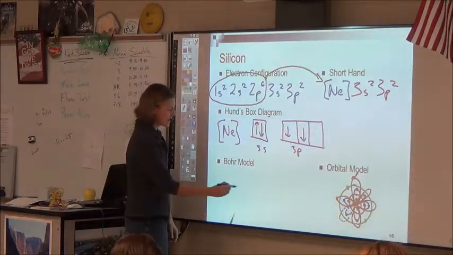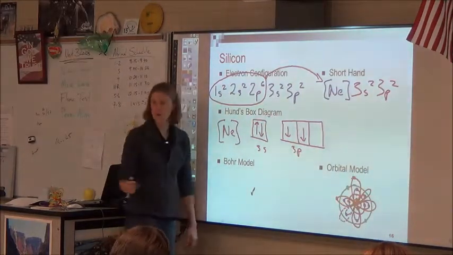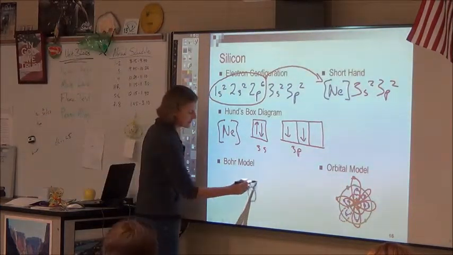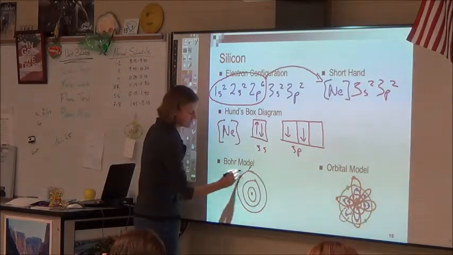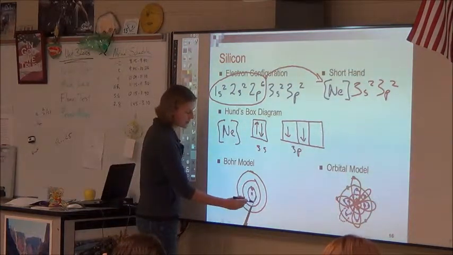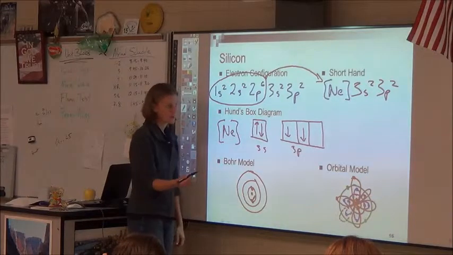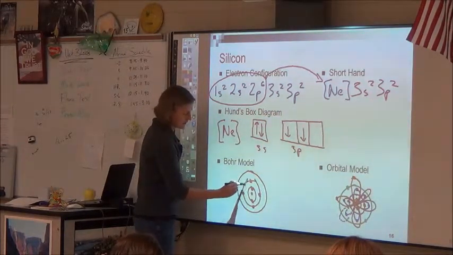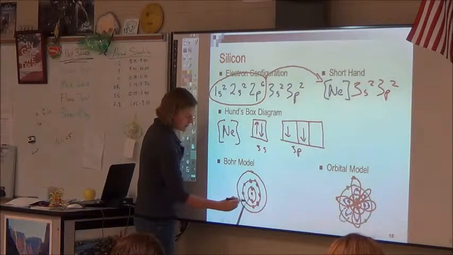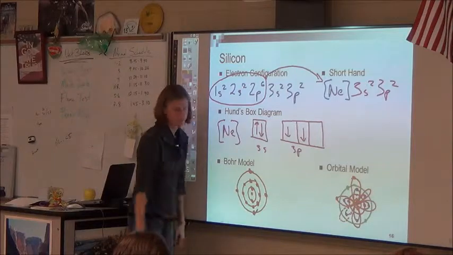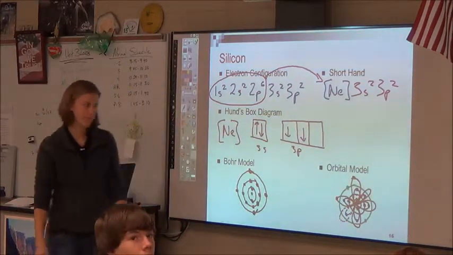All right, as a Bohr model, silicon was in row 3, so how many energy levels? 3, it is still 3 energy levels. How many on the first ring? 2. We had 14 electrons. Okay, then 8. And then 4. All right, doing well. Two more.